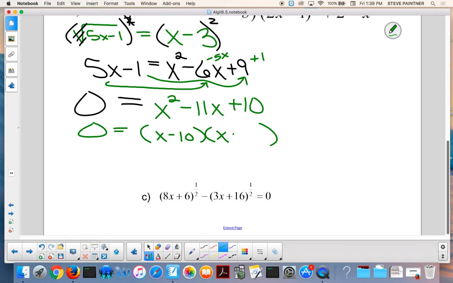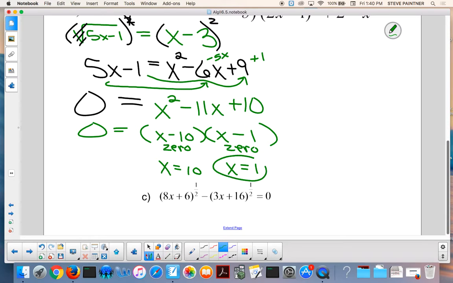Okay, let's check it out. If he's right, here it goes. Is negative 10 times negative 1 equal to 10? Yes. Is negative 10 plus negative 1 the middle term? Negative 11. He got it. But Will did not get the answers. He got the factors. The answers are, when will this be 0? Or when will that be 0? x equals 10, x equals 1.